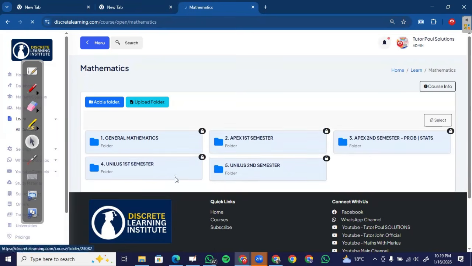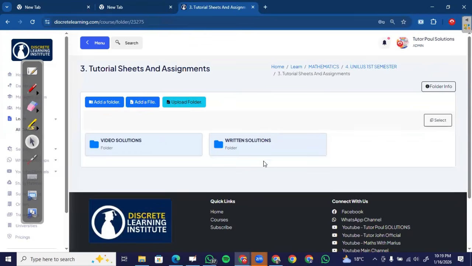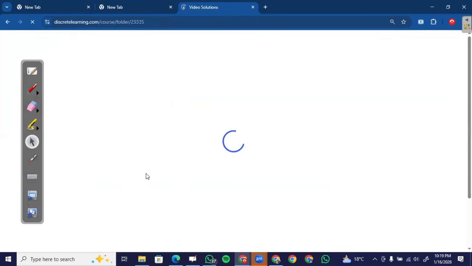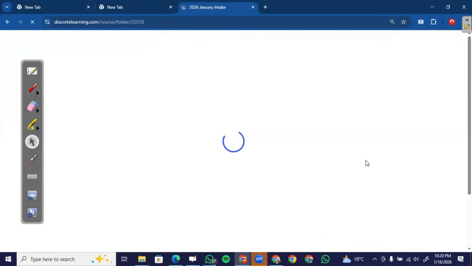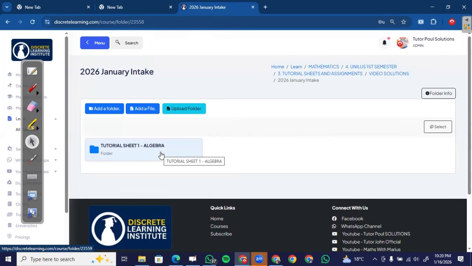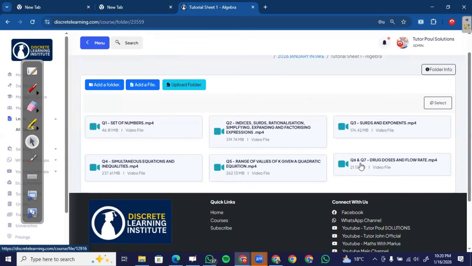If I go in, for example, Unilus, I'm going to find the topic lessons, summarized notes, and the tutorial sheets. If I go in the tutorial sheets, you're going to see the tutorial sheet there, like the one I was telling you about. For video solutions, you open the folder. There's the 2026 January intake folder. Open it and you're going to find tutorial sheet 1 algebra. Everything has been solved and the videos are there just waiting for you. Open this folder and find the videos: question 1 all the way up to question 7.